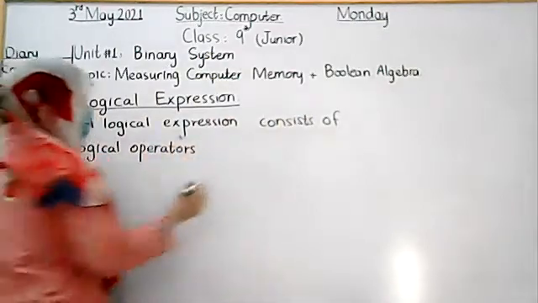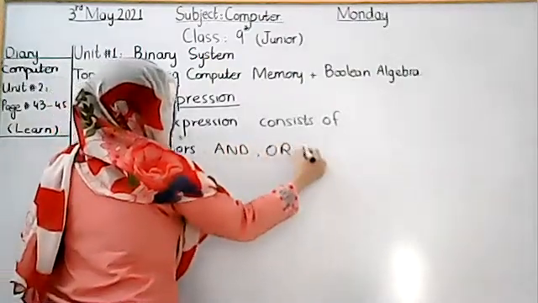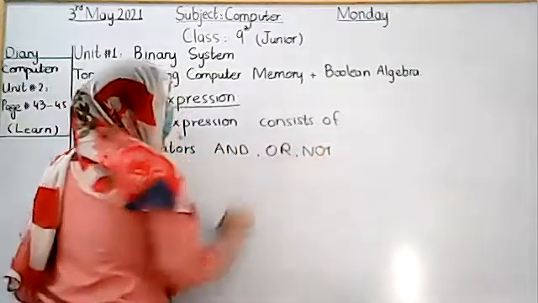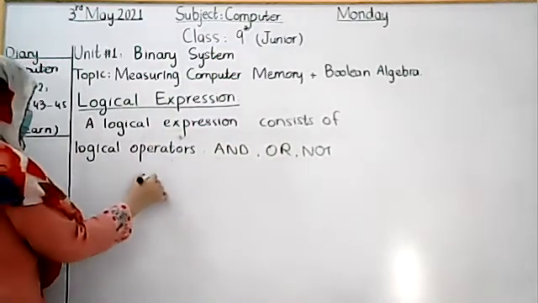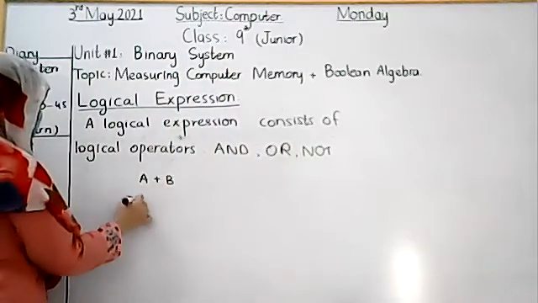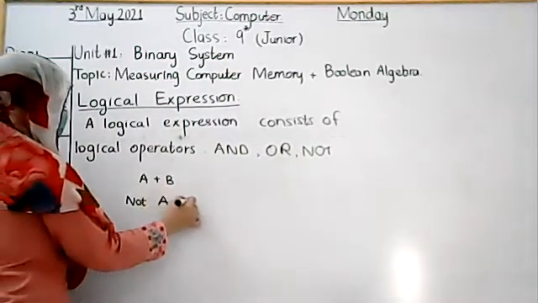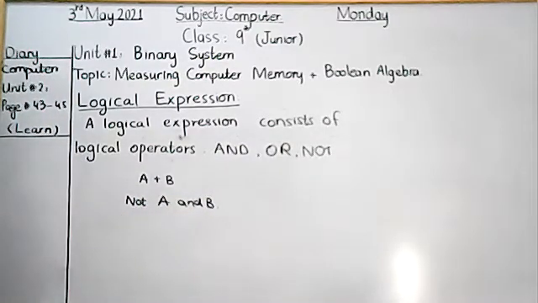And what are the logical operators? And, or, and not. Okay. So if these three operators are available in any expression, we can call it a logical expression. For example, this one, or this one. So these are examples of logical expressions in which the logical operators are involved.